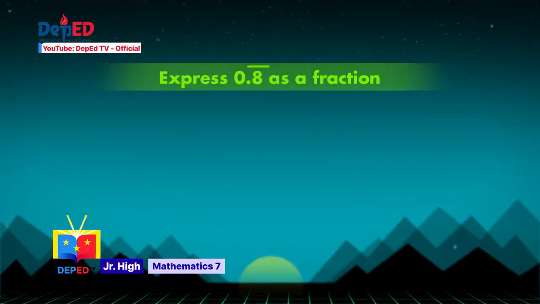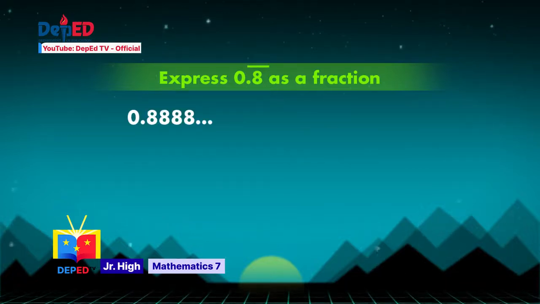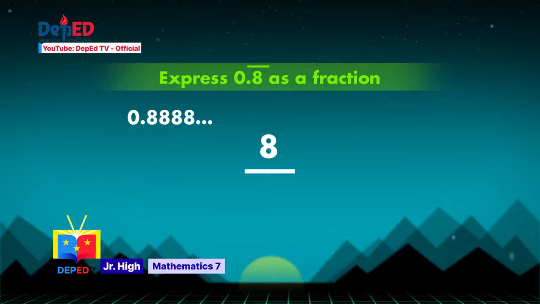Let's try it, Freshies. Express 0.8 repeated as a fraction. 8 is repeated, so it will be the numerator. Since only one digit is repeated, therefore, the denominator is 9. That is 8/9. Let us check if this is correct.